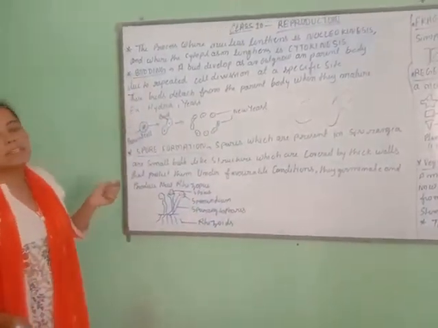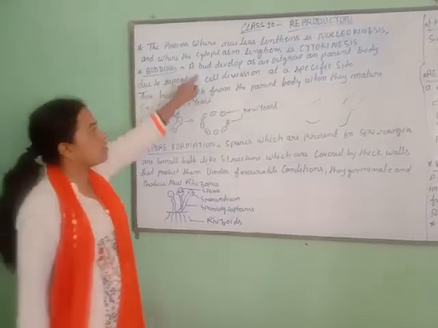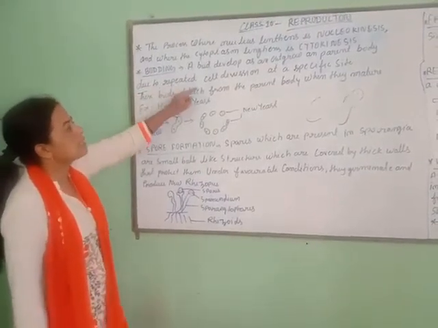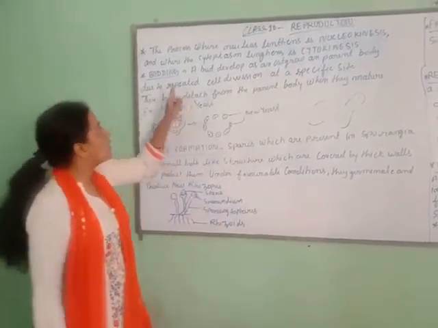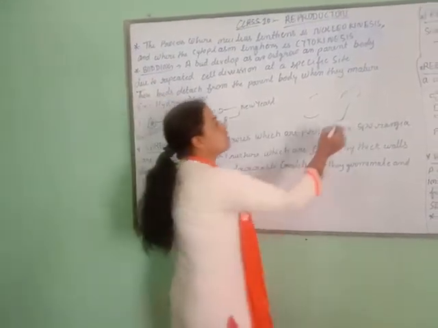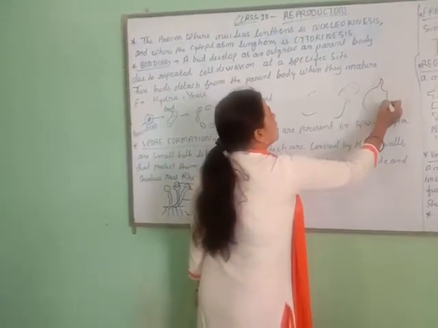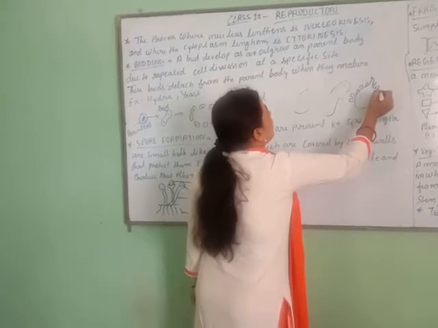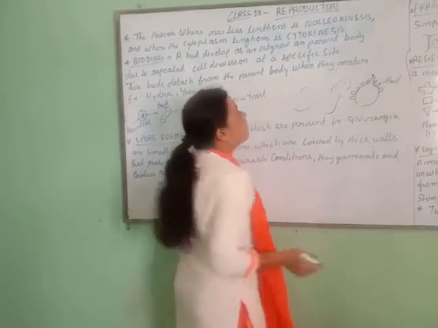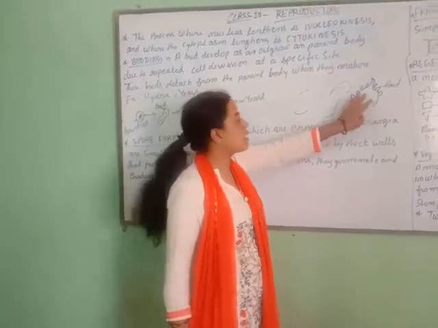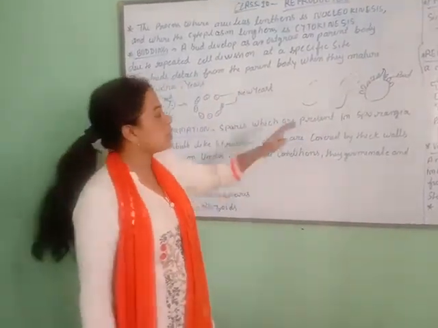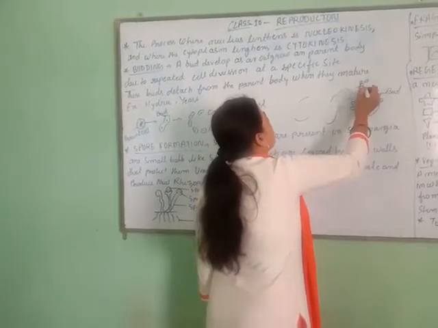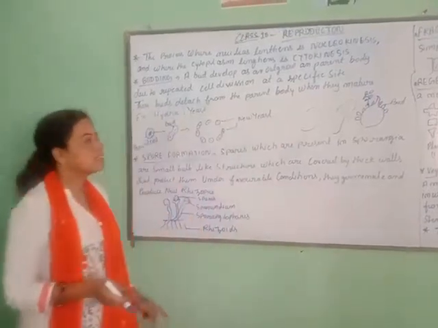Next one is budding. Budding is a part of reproduction. A bud develops as an outgrowth on the parent body due to repeated cell division at a specific site. In budding, suppose this is the leaf and this is called the bud. When this leaf is mature and the bud is properly developed, this bud grows and makes a new plant or new organism. This is budding.